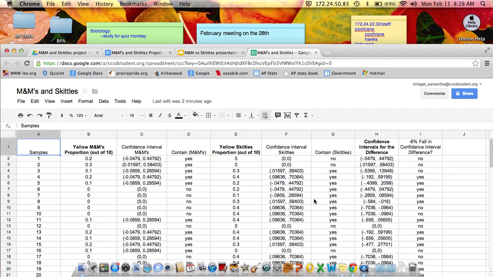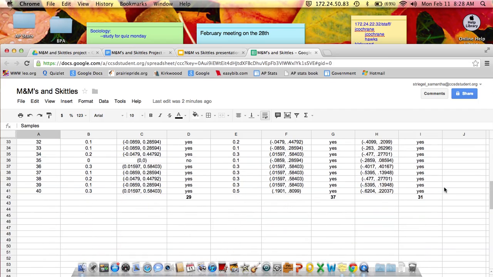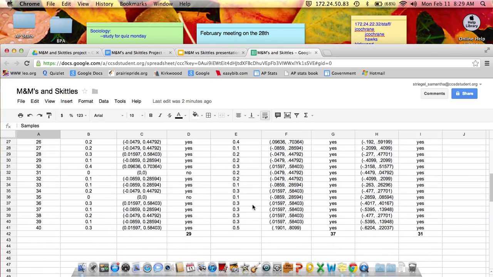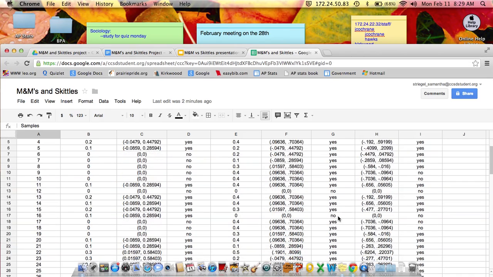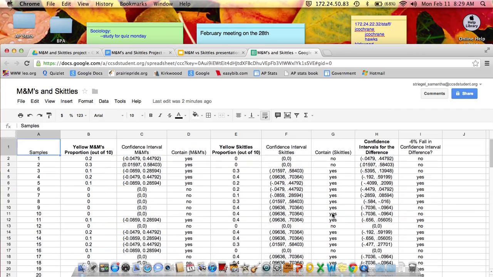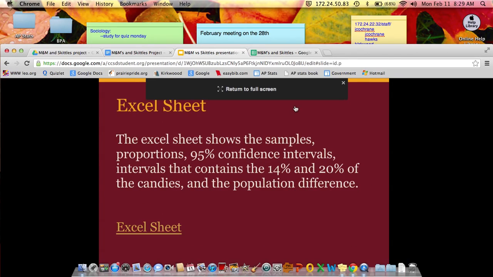And overall, there were 29 yellow candies of M&Ms that fall within the interval, and there were 37 yellow Skittle candies that fall within the intervals, with a total difference of 31 total candies that fall in the total range.